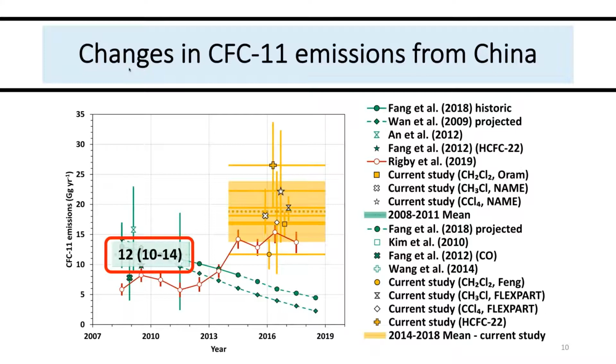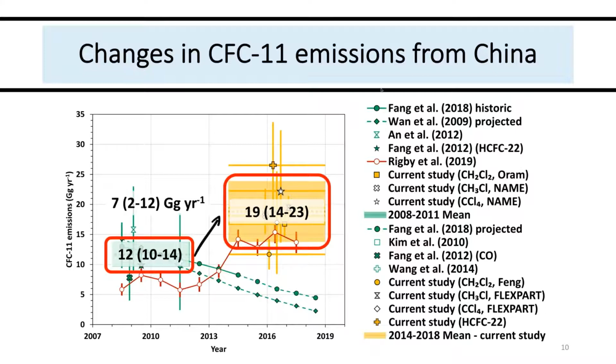Then all of the yellow values are the CFC11 emissions that we estimated in this study for the period between 2014 and 2018. And when you combine these together, as I said in the previous slide, you get about 19 gigagrams per year. And if you compare these two values, you get an increase of 7 gigagrams per year, or between 2 and 12 gigagrams per year.